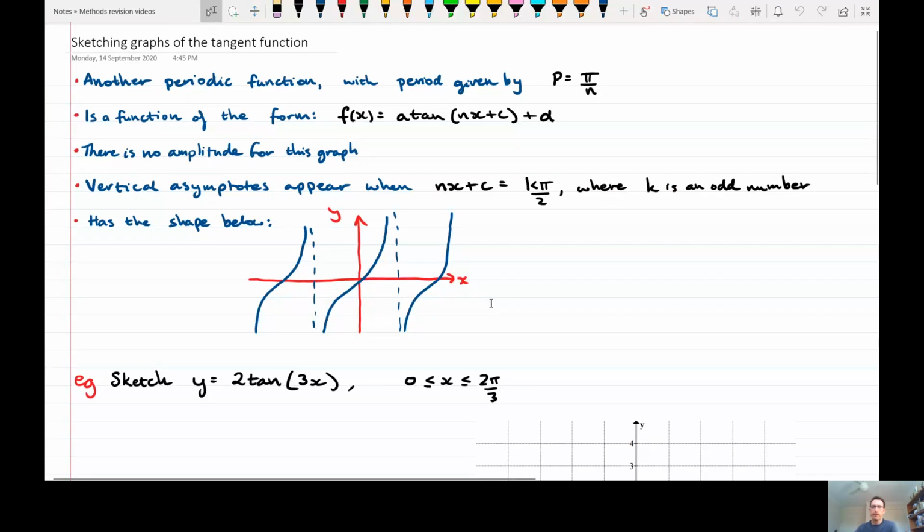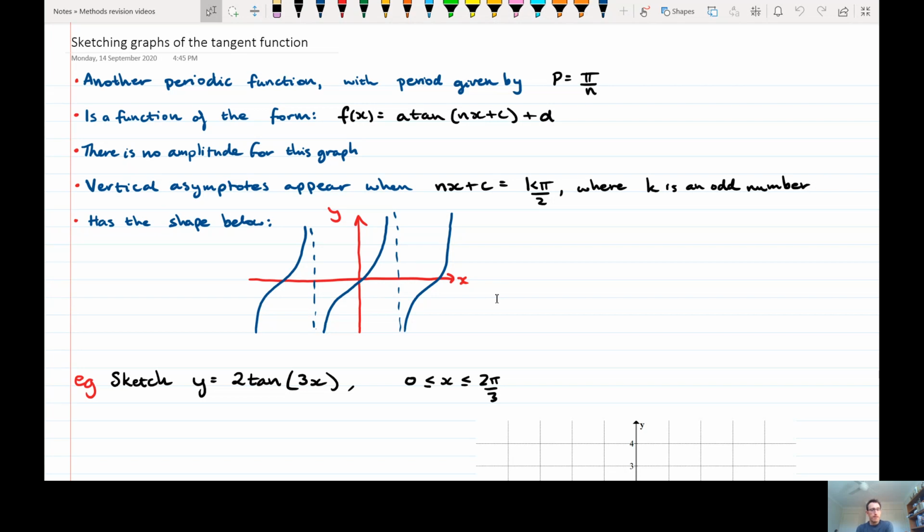Okay, so in this video, we're going to look at how to sketch graphs of a tangent function. If you're looking for sine and cosine functions, look at the other video with a few examples there of how to do those. I've done them a bit separately because they're a little bit different in terms of their shape, in terms of some features, and in terms of their period.